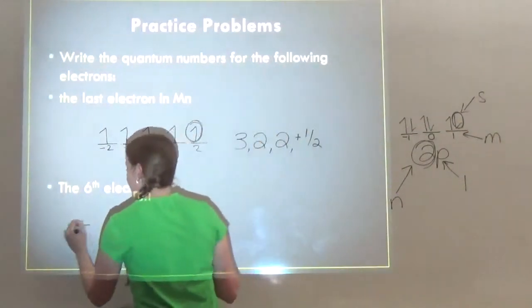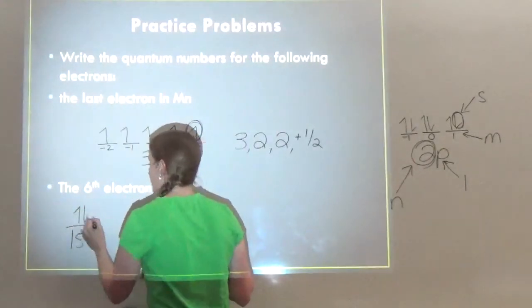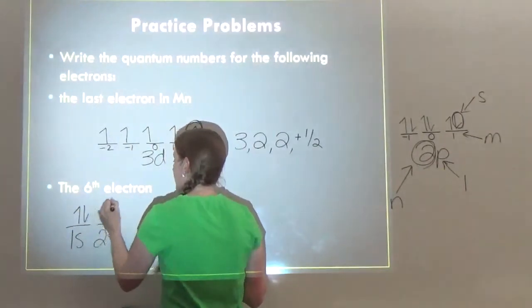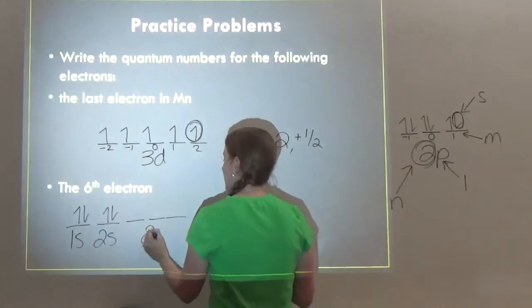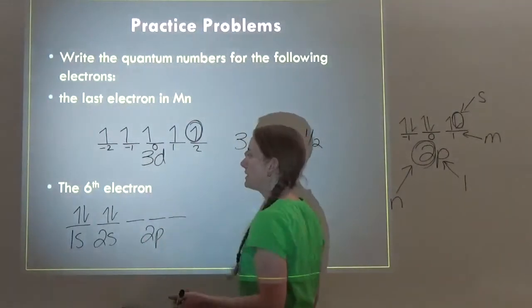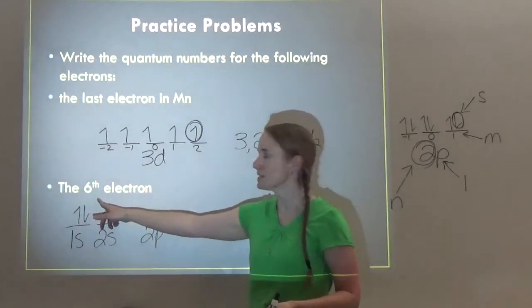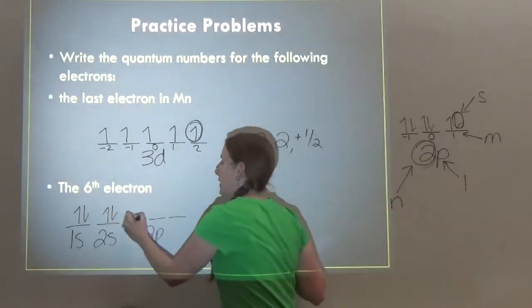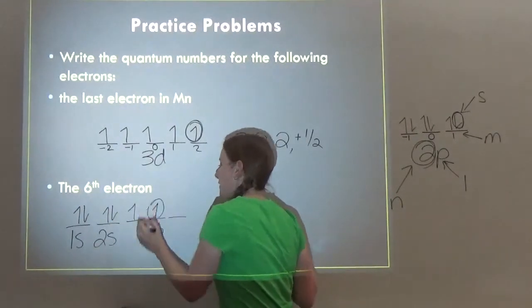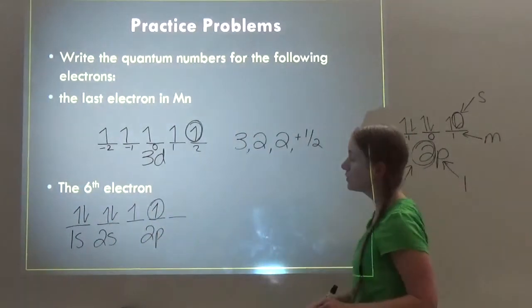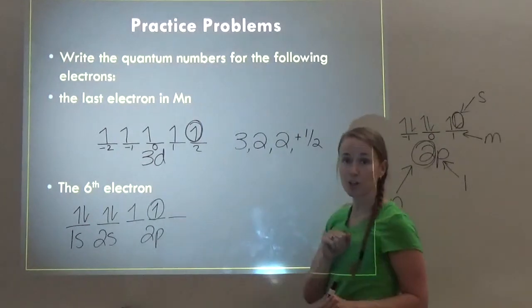So I need the 6 electrons. So I know 1s holds 2, I know 2s holds 2, and I know 2p can hold 6, but I only need 6 electrons. So see, I have 1, 2, 3, 4, 5, 6. Okay, remember to follow Hund's rule. So I'm literally asking you about this electron right here.